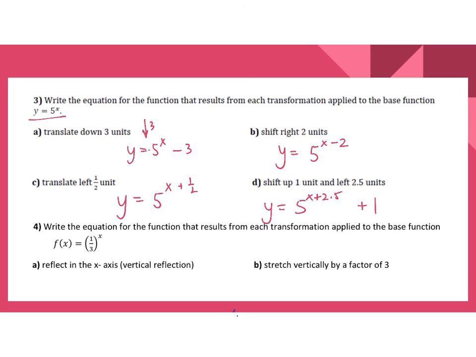Number 4, write the equation for the function that results from each transformation applied to the base function. So if I want to reflect that base in the x-axis, then I want to make the a value negative. So I'm going to do y equals, make it negative, keep the base to the exponent x. If I want to stretch it vertically by a factor of 3, that's also the a value. So I'm going to write y equals 3 times 1/3 to the x.